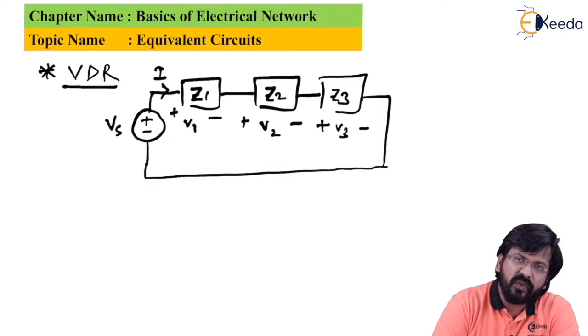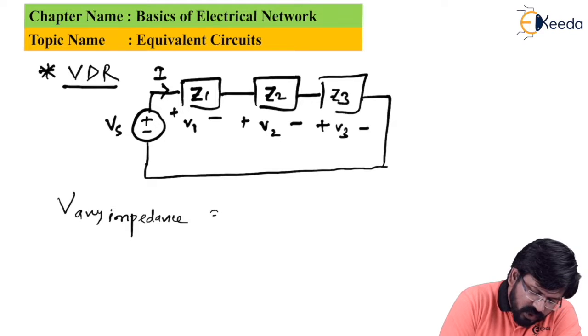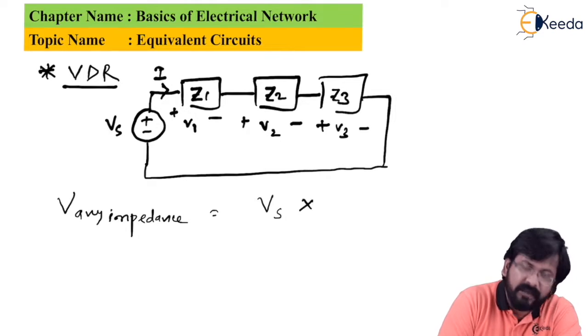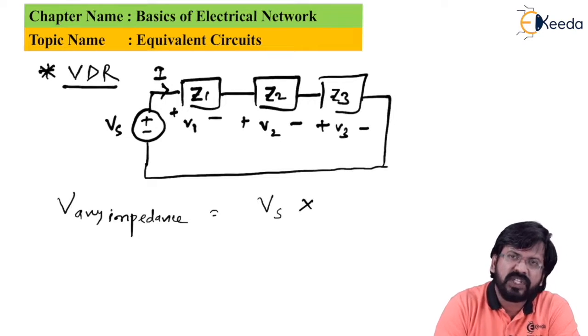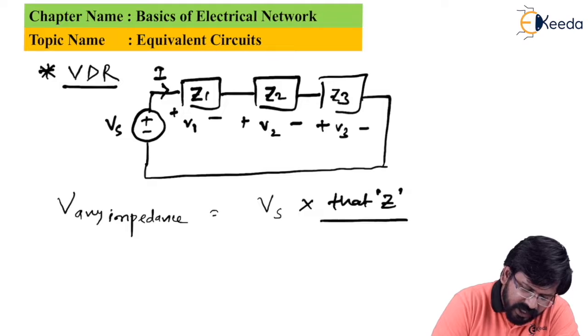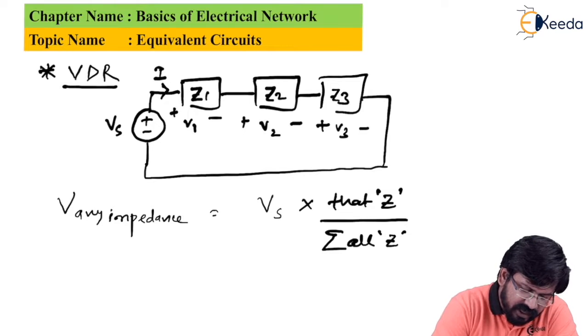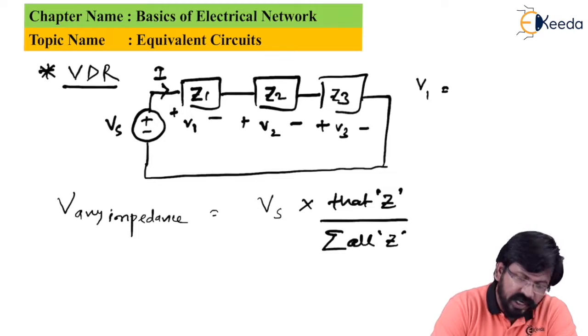So according to the voltage division rule, voltage across any impedance will be equal to source voltage multiplied by the impedance across which you have to calculate the voltage, so I would say that impedance Z divided by the summation of all impedances. So now let's say I calculate V1. V1 is the voltage across Z1.